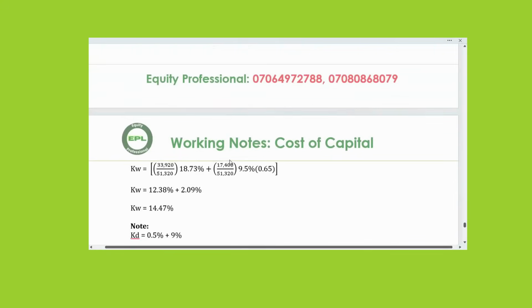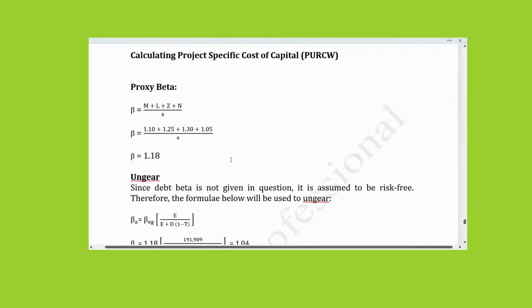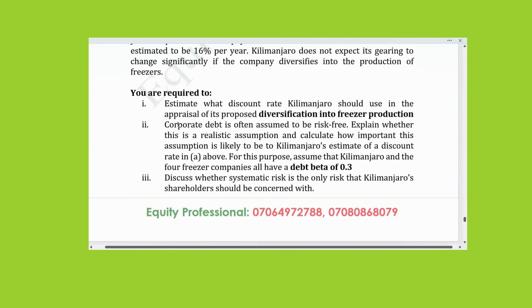So this answers requirement number 1. Let's quickly go through requirement number 2. For requirement number 2, we are told that corporate debt is often assumed to be risk-free. Explain whether this is a realistic assumption and calculate how important this assumption is likely to be to Kilimanjaro's estimates of a discount rate in A above.